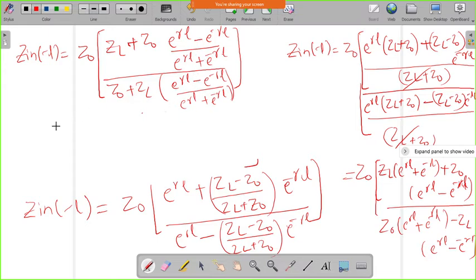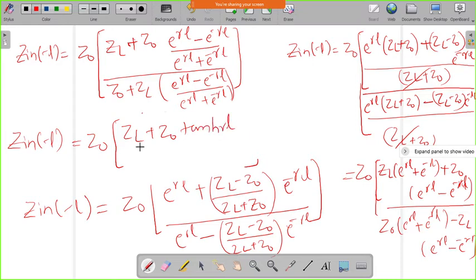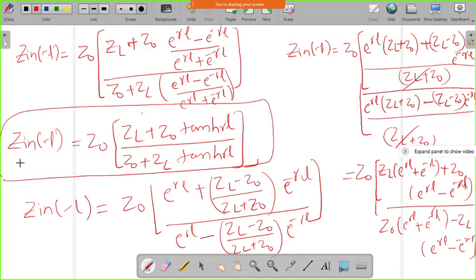So similarly here also, that's why you can write the Z in at the source end. So we can have Z0 into ZL plus Z0 into tanh gamma L, divided by Z0 plus ZL into tanh gamma L. Now this is one important equation, which we need to find the input impedance, or the impedance at the input of the transmission line. So this is also one of the important equations.